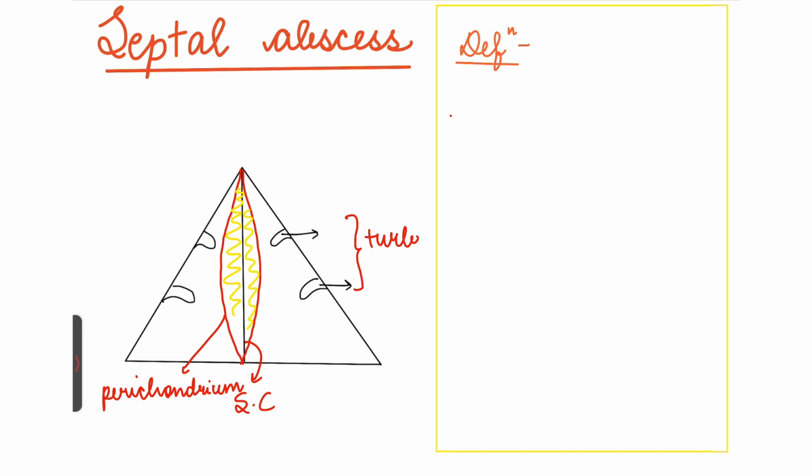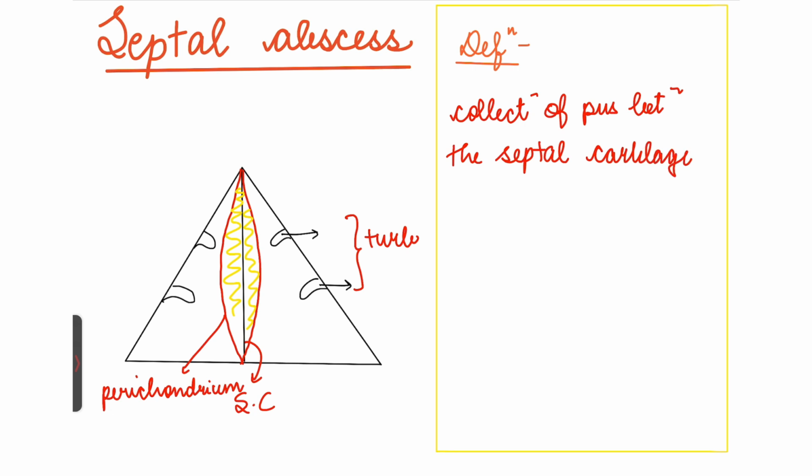So septal abscess is defined as collection of pus between the septal cartilage of the nose and its perichondrium or the periosteum.